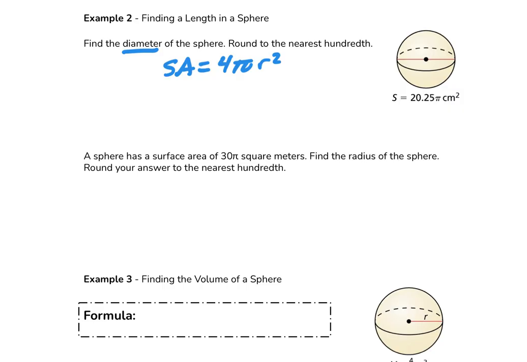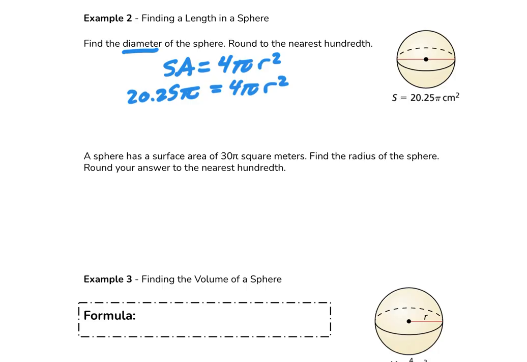I know a lot of times when I write surface area, I like to write SA for surface area. A lot of times the book just uses S. S is surface area, so you'll see it both ways. I write it SA, they write it just with S, but same thing. So we're going to put 20.25 pi equals 4 pi r squared. We want the radius, okay? We got to find the radius. So we got to work backwards.